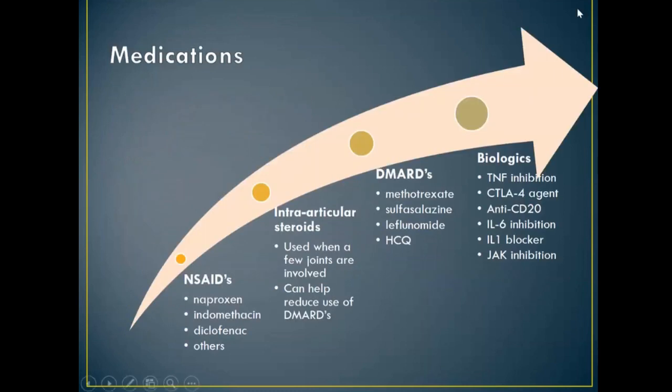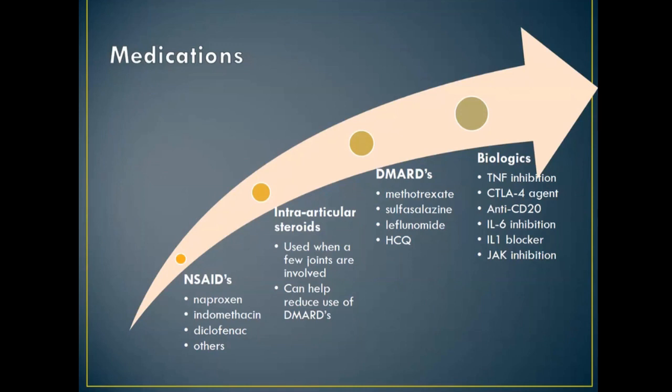So this is our treatment algorithm. NSAIDs will work for about 10 or 15% of patients. So every now and then we'll have a child who has one knee and it's pretty mild, where we will just keep them on naproxen and they won't need a steroid injection, they won't need DMARDs, and they won't need biologics. Steroid injections themselves used to be used a lot more than they do now.